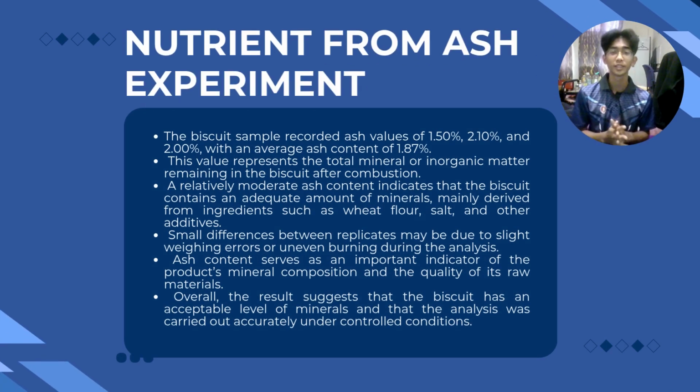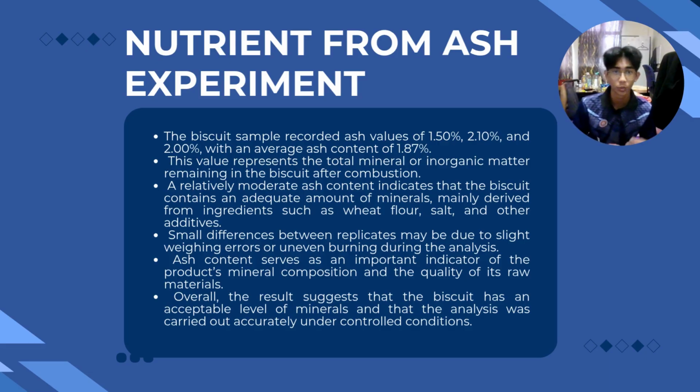So, nutrients from ash experiment. This biscuit sample recorded ash values of 1.5%, 2.10, and 2.0 with an average ash content of 1.87. So this value represents the total mineral or inorganic matter remaining in the biscuit after combustion. A relatively moderate ash content indicates that the biscuit contains an adequate amount of minerals mainly derived from ingredients such as wheat flour, salt, and other additives. Small differences between replicates may be due to slight weighing error or uneven burning during the analysis.